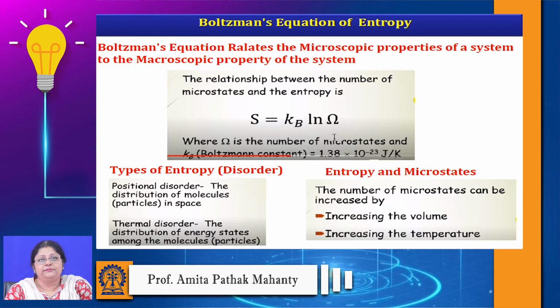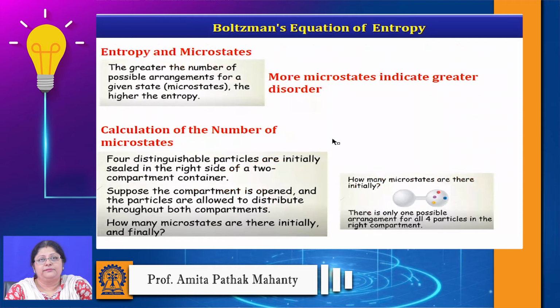and if there is an increase in temperature. Increase in temperature comes from the thermal disorder, the distribution of energy states among the molecules. And here, positional disorder is how the molecules are distributed in the microstates, or we can say how the microstates are distributed. Okay, so what is the microstate? Microstate is an instantaneous picture of the state. The greater the number of arrangements possible for a microstate, the greater is the entropy.